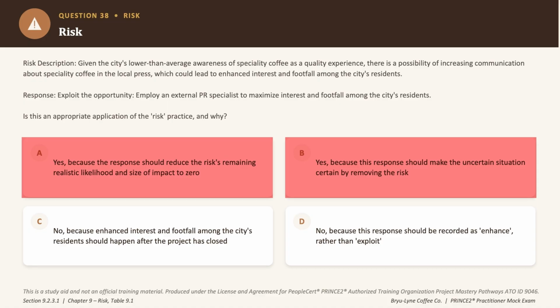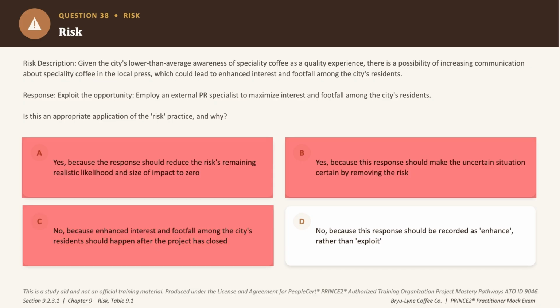Option C says no because the benefit should arrive after closure, but that really misses the real issue, which is the answer's reasoning to come to a conclusion on whether this is an appropriate application of the risk practice and why. Okay, so totally an extraneous data point, or an extraneous inference, let's say, that has been provided as part of option C, making it an incorrect answer choice. Eliminated.